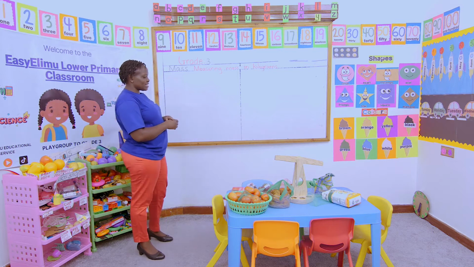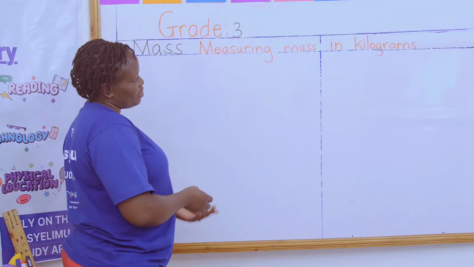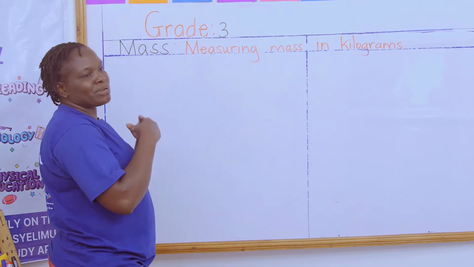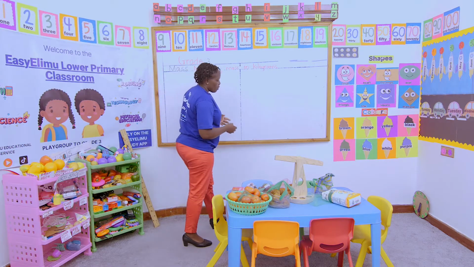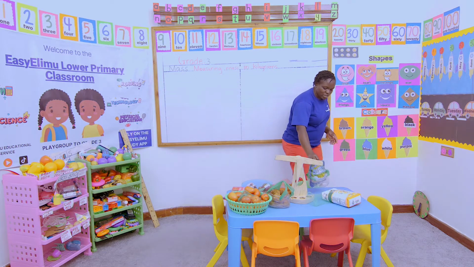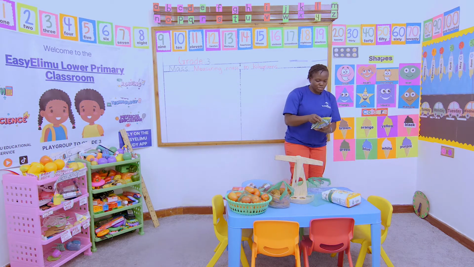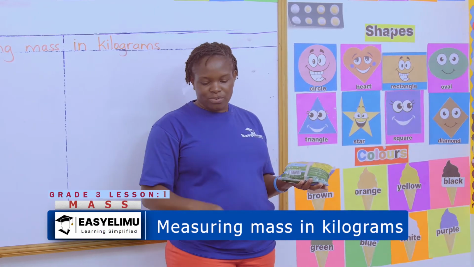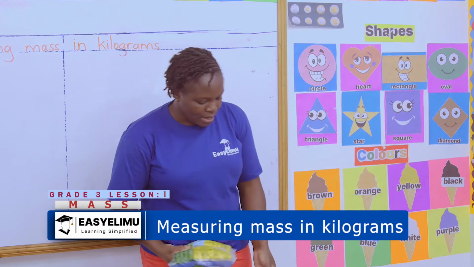Measuring mass in kilograms. Do we remember what we did in grade 2? We said the unit for measuring mass is kilogram. Mass is simply weight. So we have our sugar here, and this is our sugar, which is 1 kilogram. So we want to find out what else is equal.